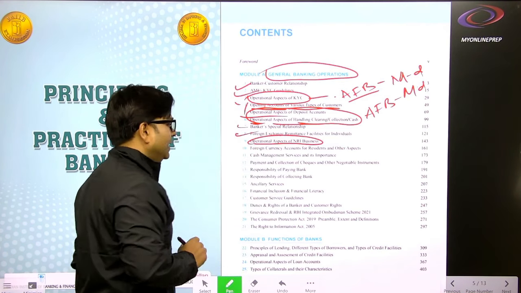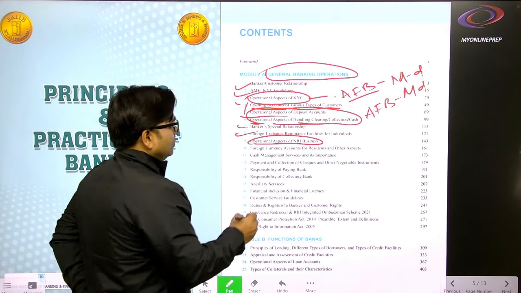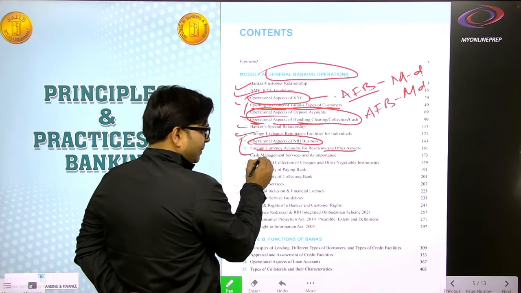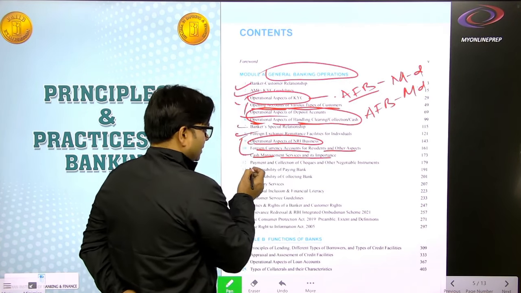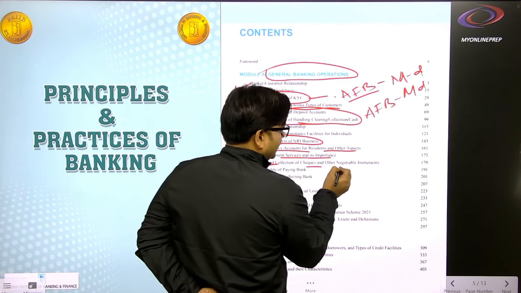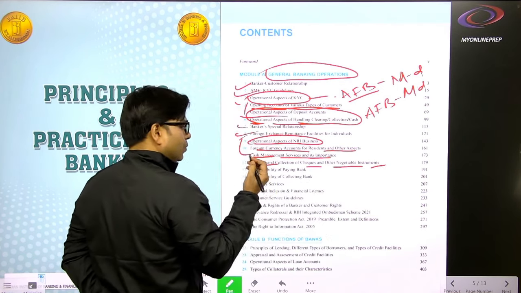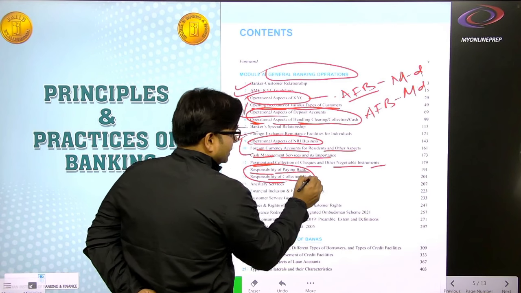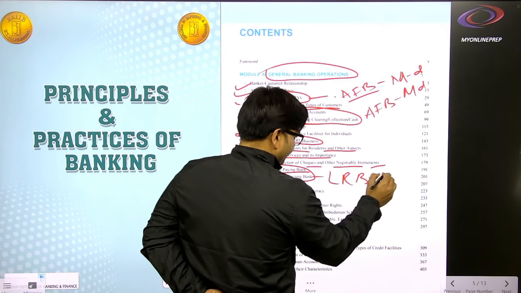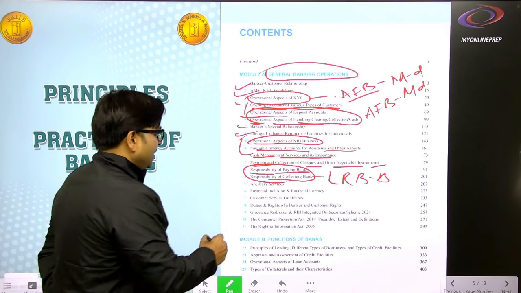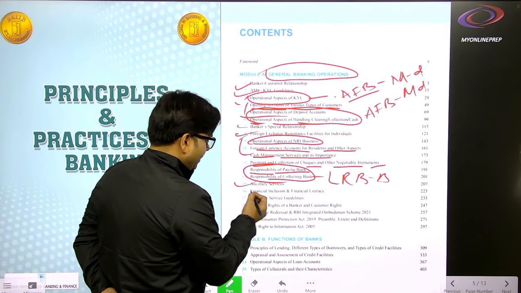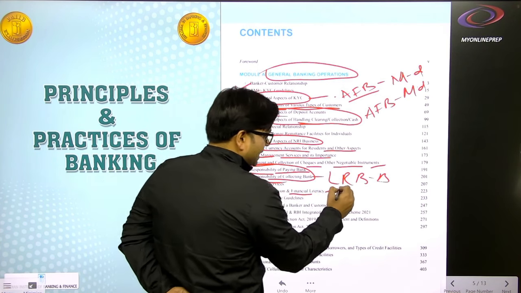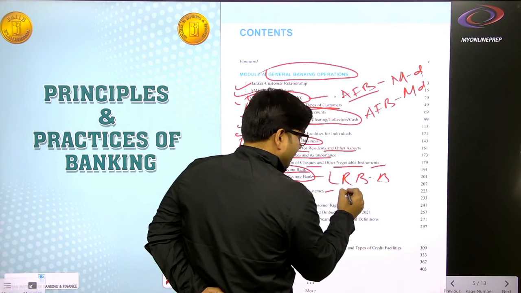This was a new topic that has been inserted in this particular module. Foreign currency account for resident and other aspect, this was also a new topic. Cash management, this was an old topic. Payment and collection for checks and other negotiable instrument, this was also an old topic. And responsibility of paying bank and collecting bank, if you remember, this was from LRB module B. Ancillary services was there in the previous book. Financial inclusion and financial literacy, the last topic of module B of PPB.